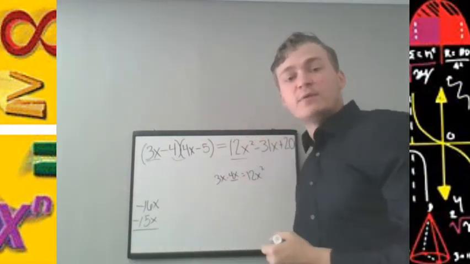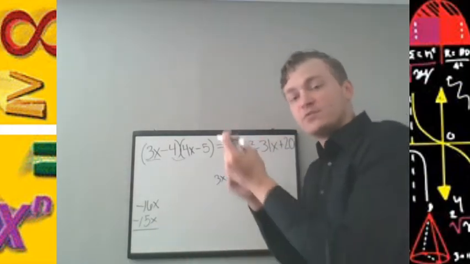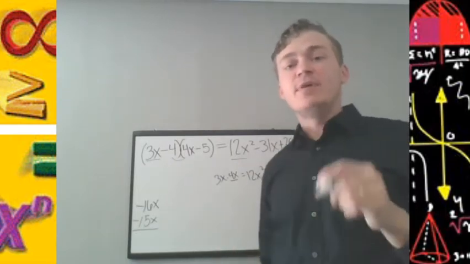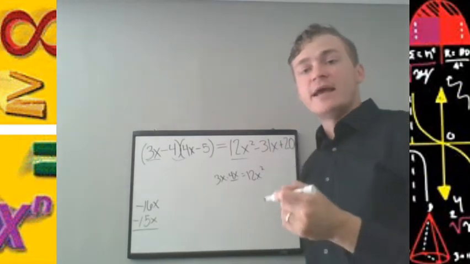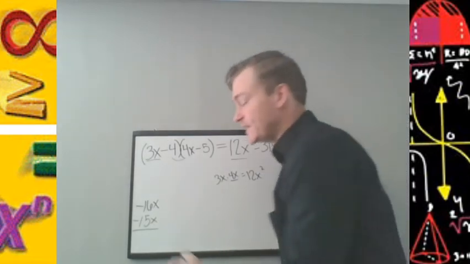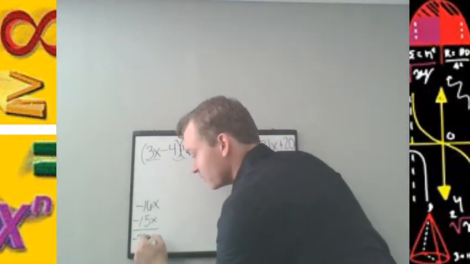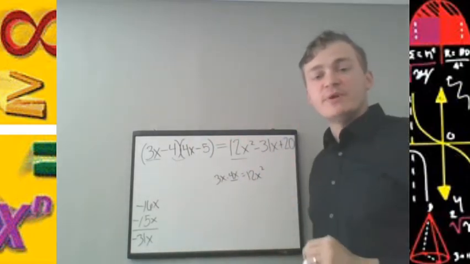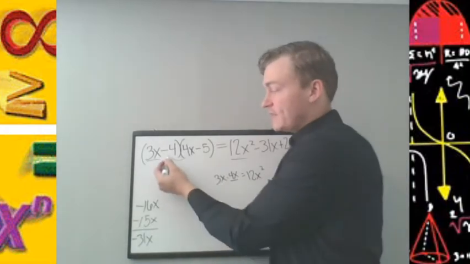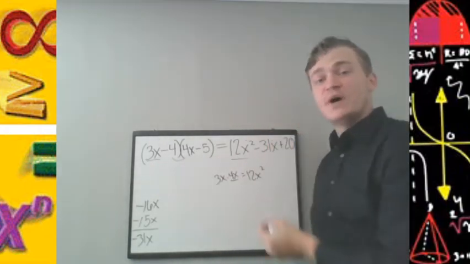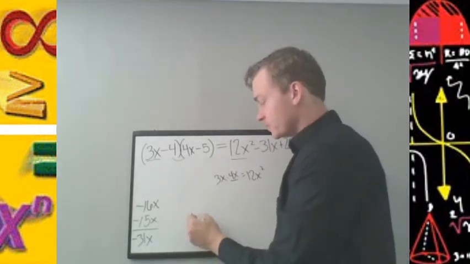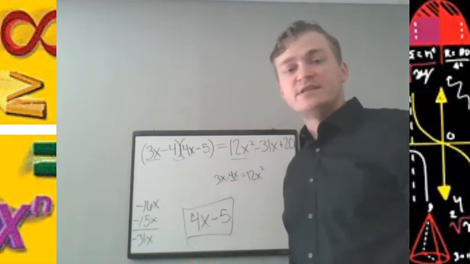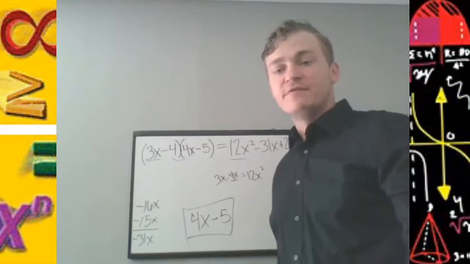A negative combined with a negative, combining two negatives, we're going to get even smaller. Negative 16 combined with negative 15. If 16 plus 15 is 31, a negative 15 combined with a negative 16 gives us a negative 31x. We see that is in fact the middle term here for our trinomial. We also see the negative 4 multiplied by negative 5 is positive 20. So this confirms that our missing factor is 4x minus 5.